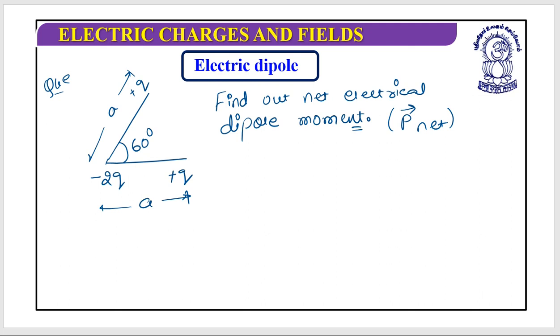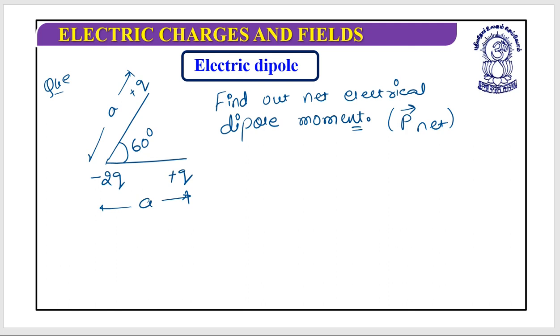Now, before going to the net dipole moment, first tell me, does this construction form a dipole? When we define the dipole, we say it is a combination of two charges. Here three charges are there. Another thing is that both charges should be of the same magnitude. Here one is minus 2q and the other two are plus q, and they have been separated by a finite distance. So in this kind of question, what I need to do is rearrange the diagram such that it can form a dipole.